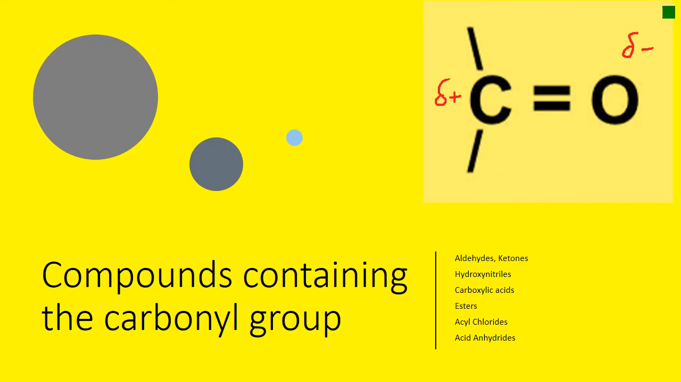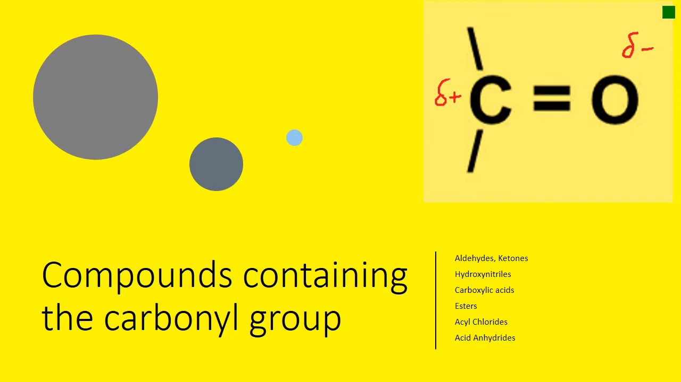Hi, we start a new topic and it's called compounds containing the carbonyl group. And this in the top right hand corner is the carbonyl functional group with a carbon, and up and down is attached to either hydrogen or alkyl groups. But importantly, it's double bonded to an oxygen atom.